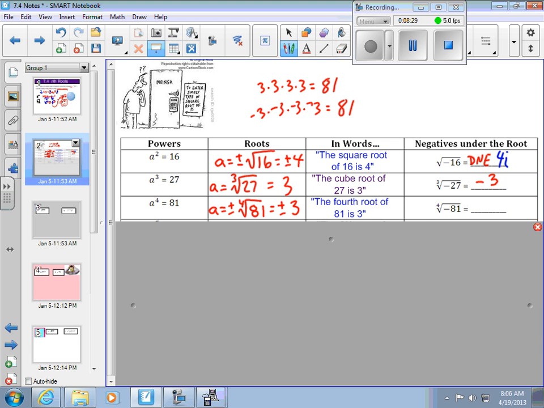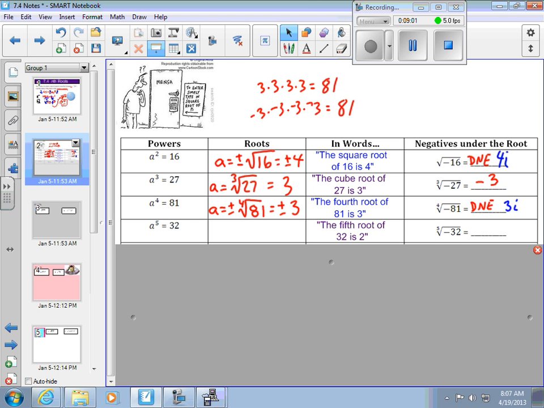All right, so if we look at negatives under the root for our last column here, is the 4th root of negative 81 going to have a real answer? And again, this one does not exist. There is no real answer. There is an imaginary one, though. We could, again, do it with i, and the answer would be 3i on this one if we pull the negative out of the root.